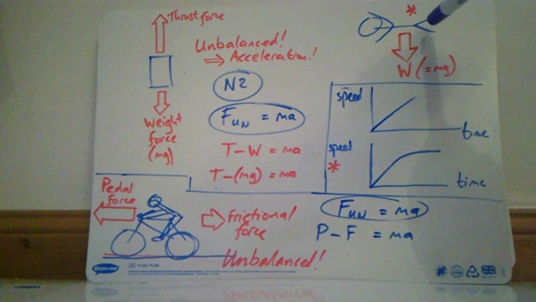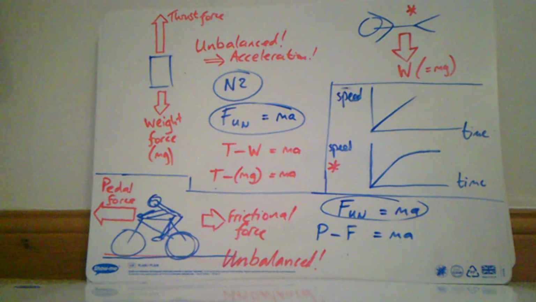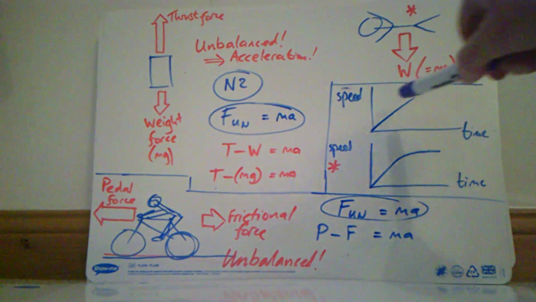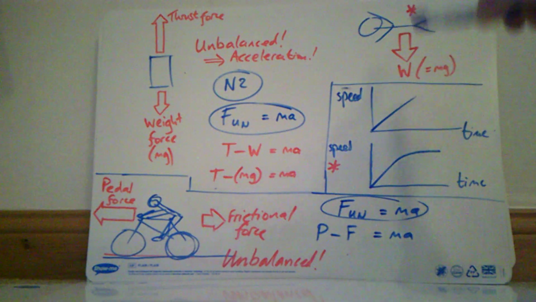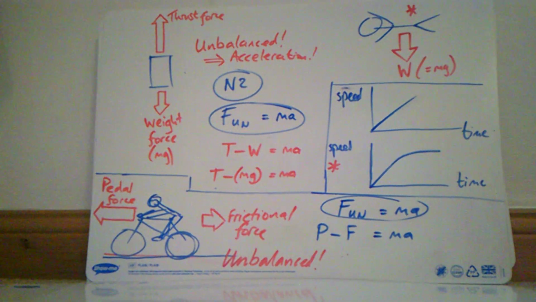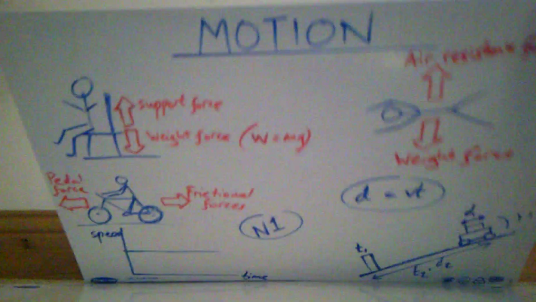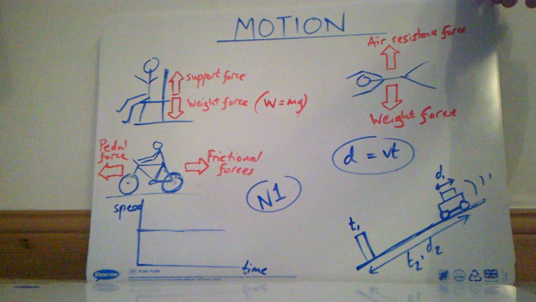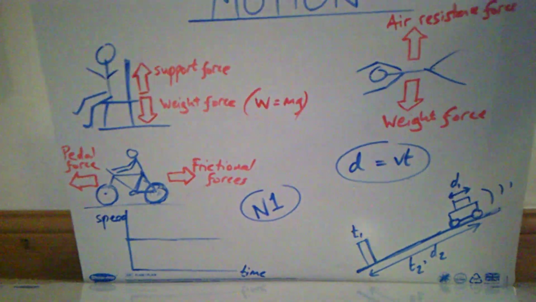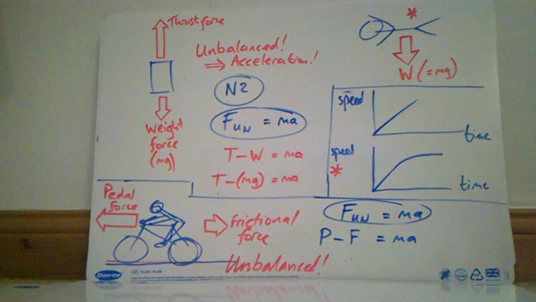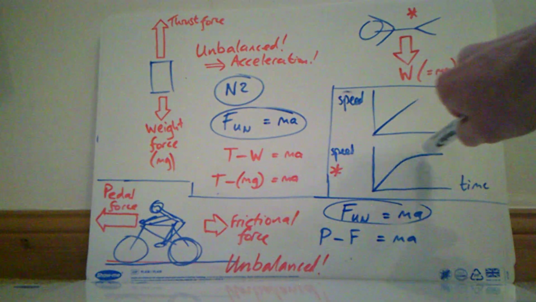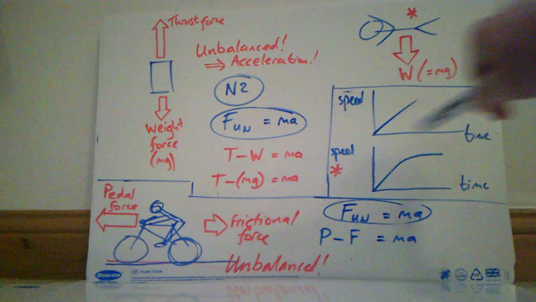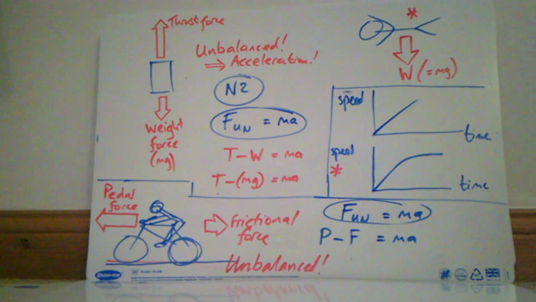If a person jumps out of an aeroplane and they've just got the weight force acting down on them, then that's an unbalanced force and the person will accelerate. Now they won't keep accelerating forever because, as in the previous picture, after a while the drag force or the air resistance force will build up, and once the air resistance force matches the weight force down, the person will fall at their maximum speed, and so their speed time graph will flatten out and look like that, and that fastest falling speed is known as terminal velocity.